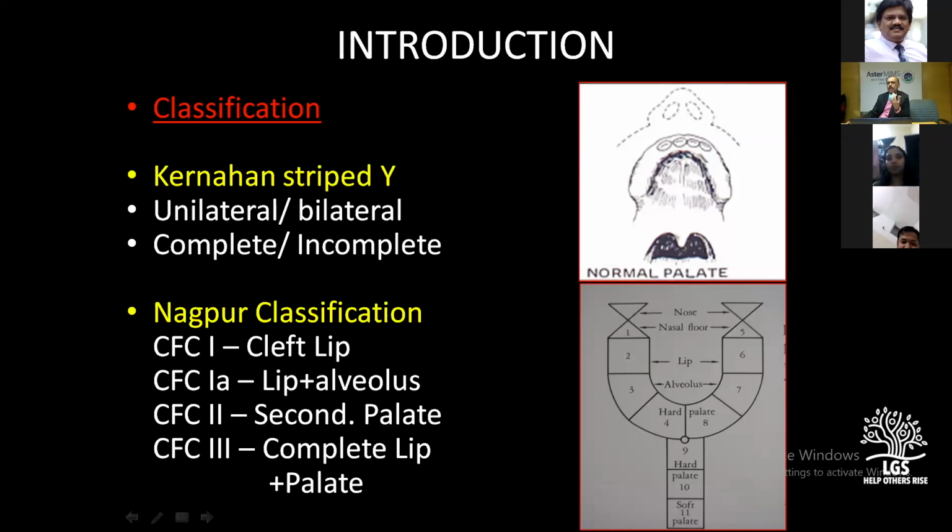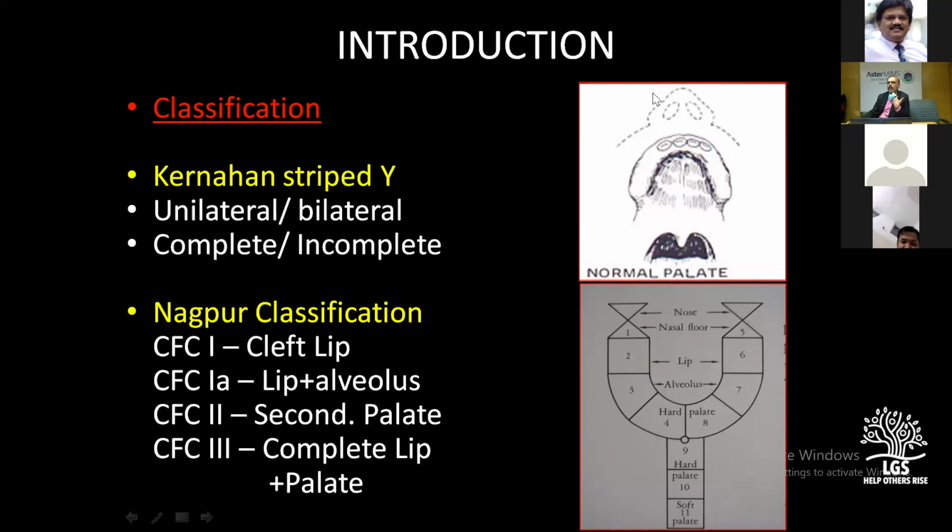That's where the embryogenesis comes in, and above the incisive foramen is the primary palate, and that's what is represented there. And then the whole of the secondary palate, anterior two-thirds are hard, and then the soft one-third. You can see here, hard palate, and then you have a soft palate underneath. So the whole picture based on the cleft is represented in the Kernahan striped Y.